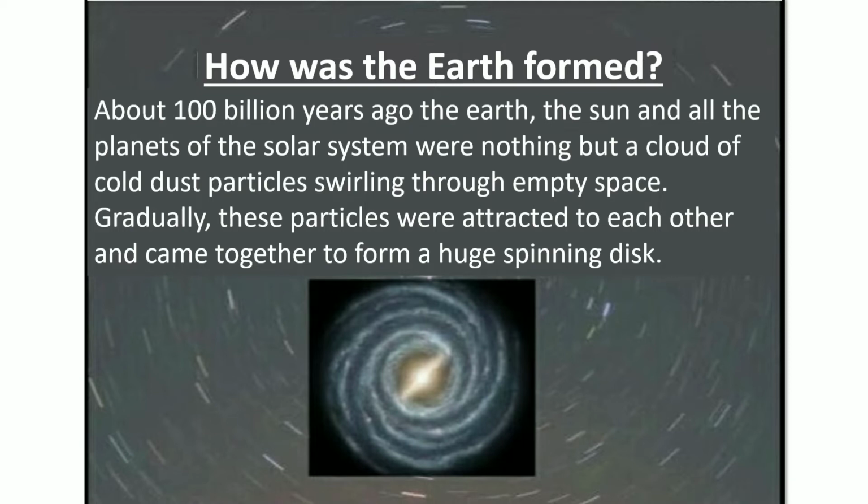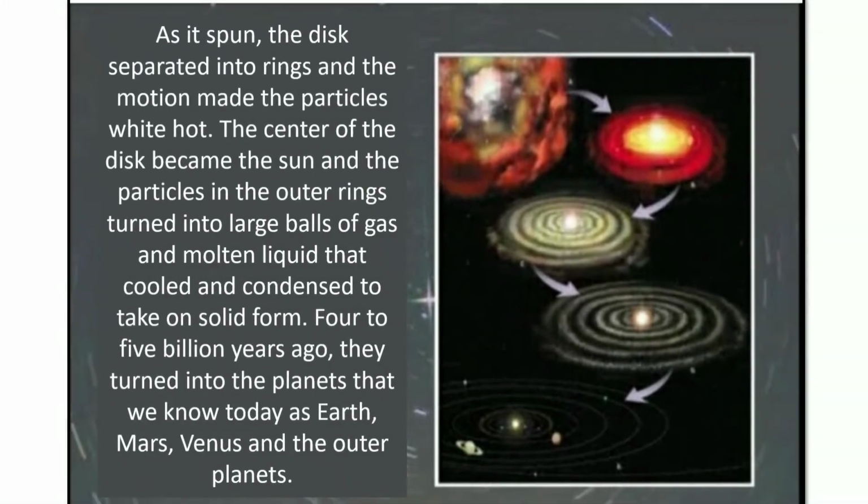About 100 billion years ago, the earth, the sun and all the planets of the solar system were nothing but a cloud of cold dust particles swirling through empty space. Gradually, these particles were attracted to each other and came together to form a huge spinning disk. As it spun, the disk separated into rings, and the motion made the particles white hot.